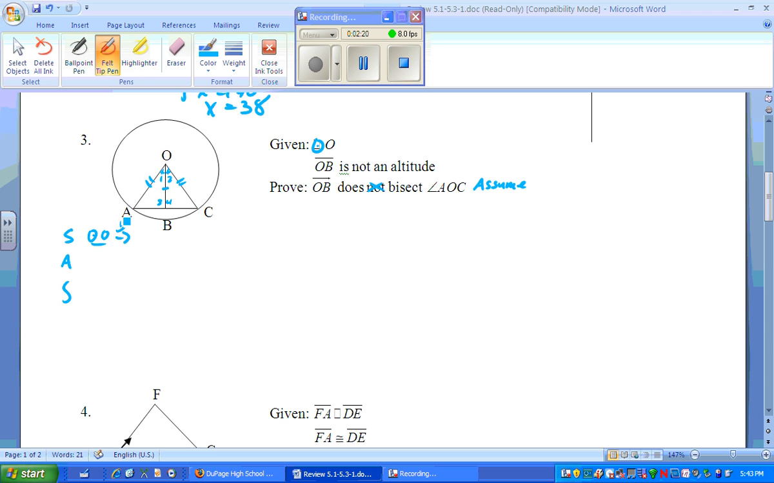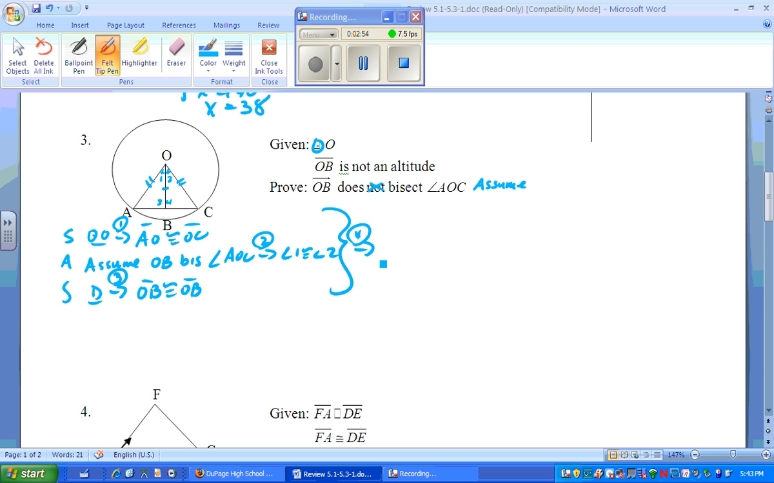First one, from circle O, we got reason 1, AO is congruent to OC. We assume that OB bisects angle AOC, which gives us reason 2, angle 1 congruent to angle 2. And then from the diagram, reason 3, OB is congruent to OB. Put this together, 4, we got triangle AOB congruent to triangle COB. And then from there, we can prove angle 3 congruent to angle 4 by CPCTC, which then gives us OB is perpendicular to AC, which then we finish and say OB is an altitude, which, there, contradiction.